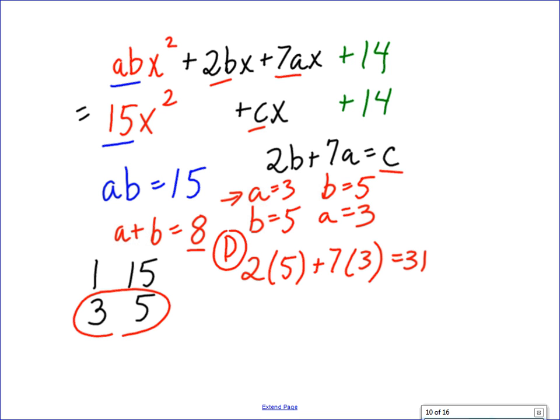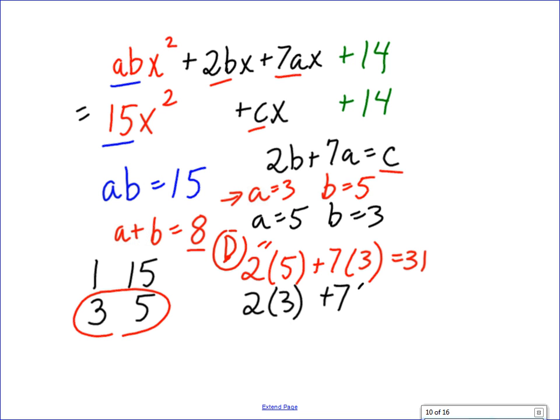We might as well plug in the second one just to be sure we didn't do anything strange. Okay, I see I flipped them. I had already done this one, so now I want the opposite. We want to see what happens when a is 5 and b is 3, because this is the other possibility. So 2 times b is 2 times 3, plus 7 times a is 7 times 5. That gives us 35 plus 6, which gives us 41.